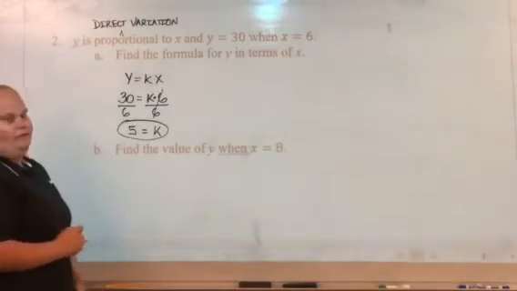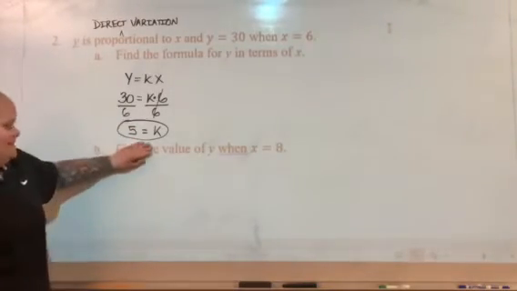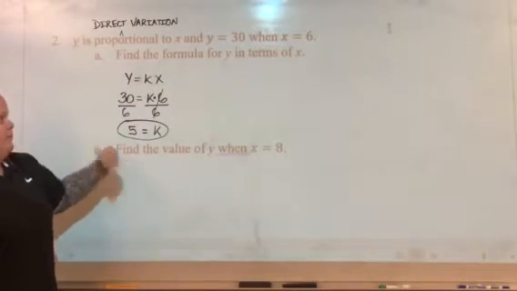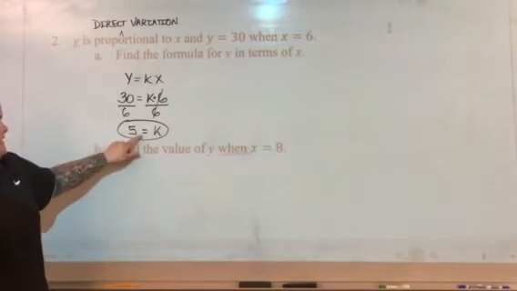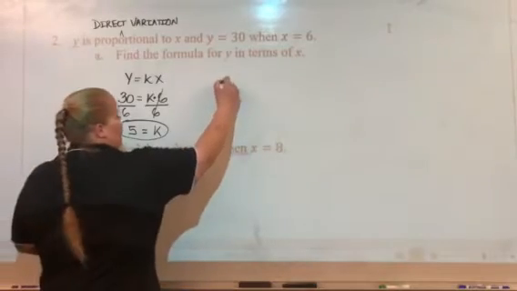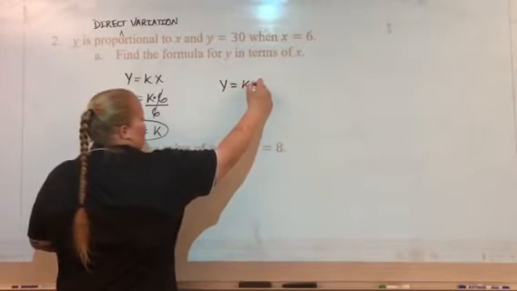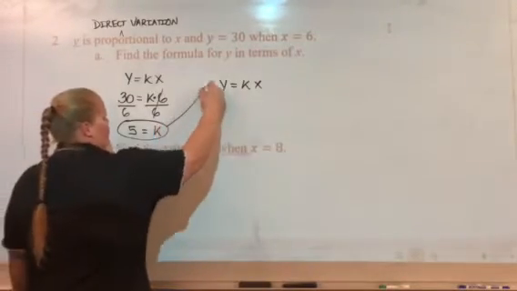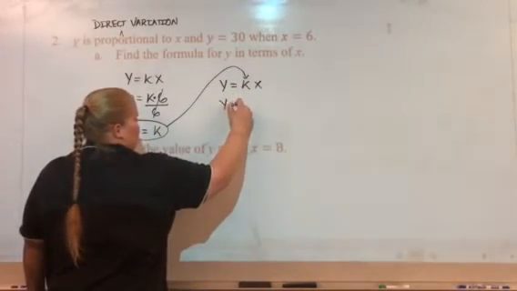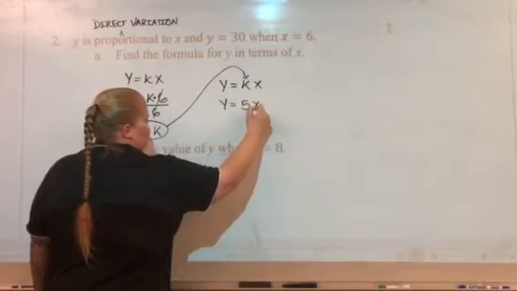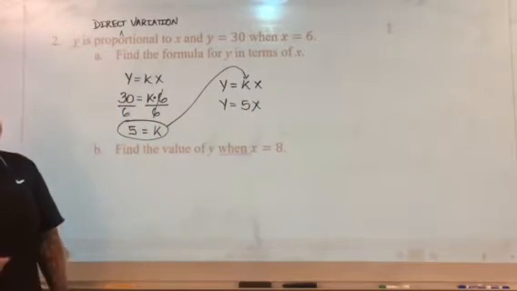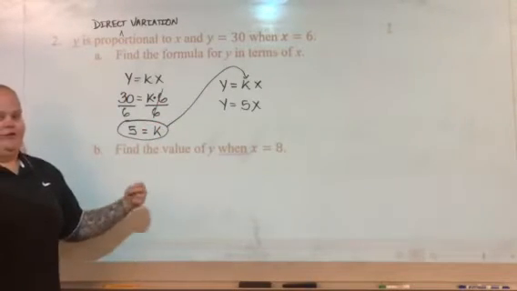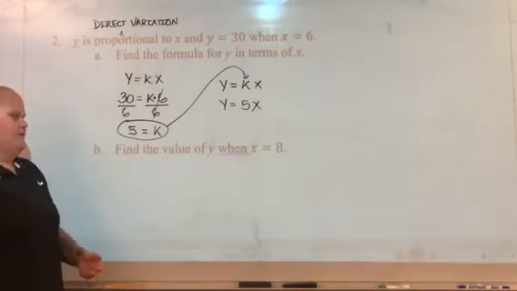Now that I know that k equals 5, I'm not being asked to solve for k, I'm being asked to create a formula for y in terms of x. So what I have to do is take my k equals 5 and plug it into my equation for direct variation, and I'm going to get that y equals 5 times x. Now, this is a formula for y in terms of x where I know my constant value k equals 5.